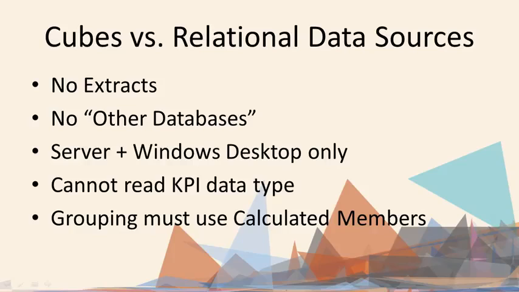Cube data sources allow for the definition of KPIs as a data type. Tableau does not recognize these KPI data types, but you can recreate them in Tableau just as you would when using a relational data source. When using a relational data source, you can hold down the Shift key and multi-select some items, and in the tooltip, you will see a paperclip button that allows you to group fields. This button is not available when working with cube data sources. Grouping can be accomplished with a calculated member written in the MDX language, which is covered in the Analysis with Cubes and MDX video.